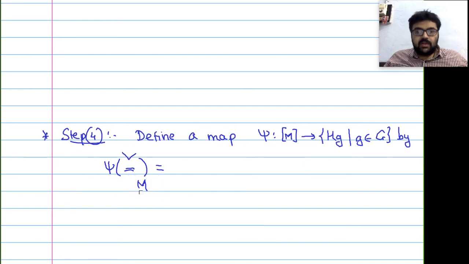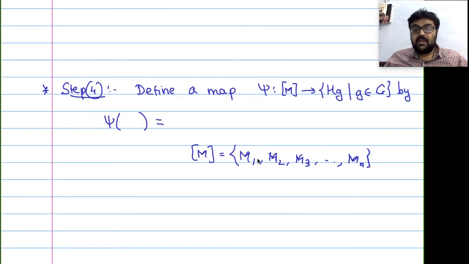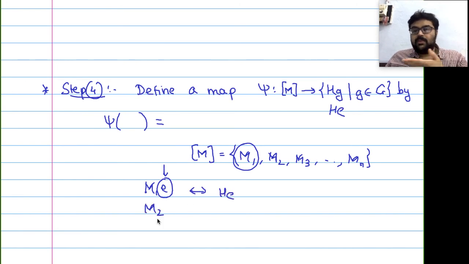So what are the elements of M? M is nothing but it has n elements: m1, m2, m3, and up to mn. There are n elements in this equivalence class. I can take m1. If I want m1, I can write this as m1e. So I have an element of the group, so I can take He. So m1e goes to He. What if I take m2? Then m2e, but then He. Then everything will go to He only. So this is not a correct way to define it. But if I take, so then it is not Hg, right?